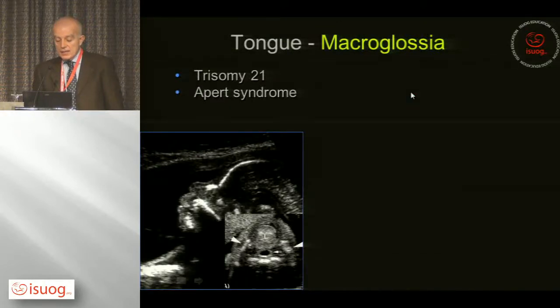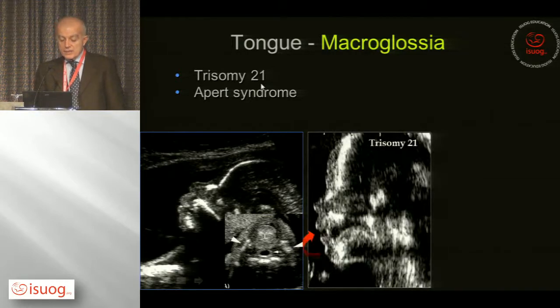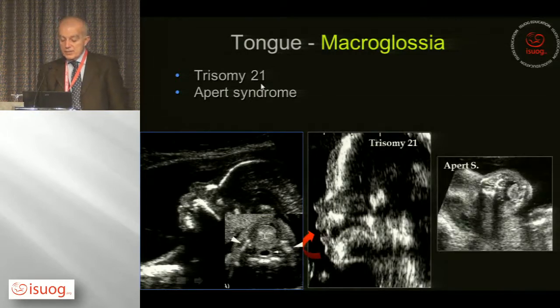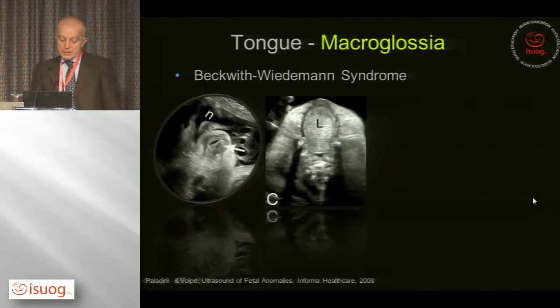And finally, microglossia. It may be moderate, in case of trisomy 21, but of course we do not use this finding to finalize our diagnosis, or in Apert syndrome, for example, as you see in this case. But the most clear-cut abnormality in which you may find macroglossia is the Beckwith-Wiedemann syndrome. Usually it is a late onset sign. You find it in the early third trimester.